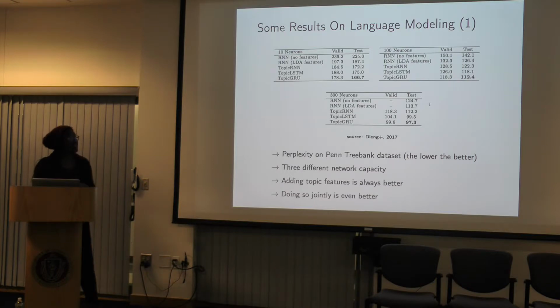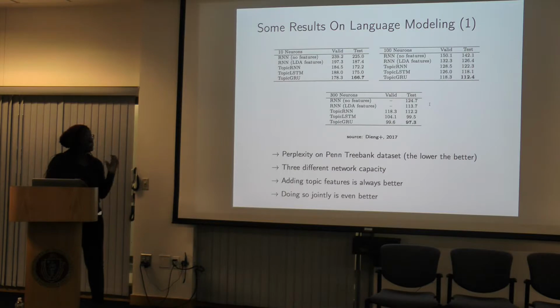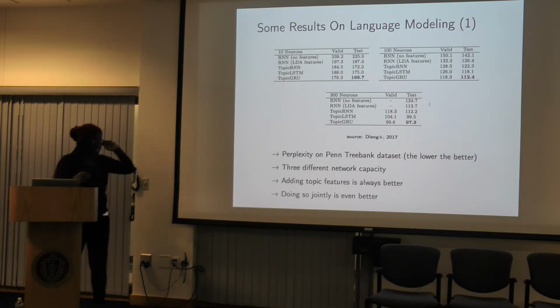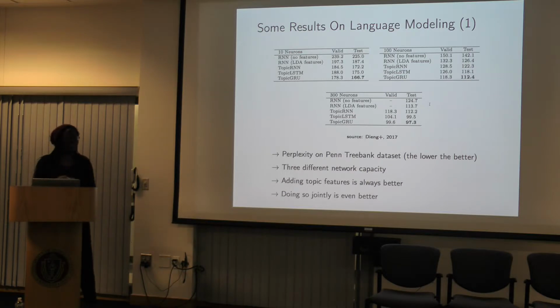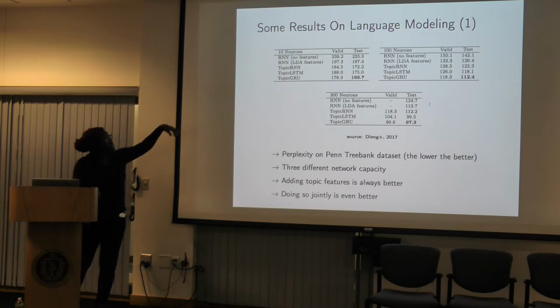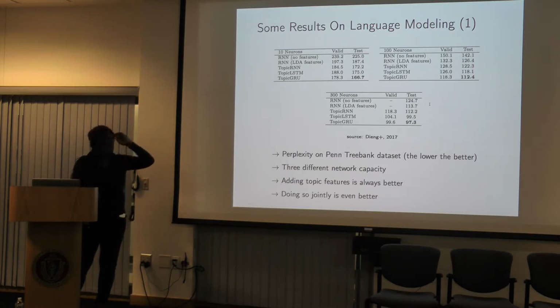So we tested this on next word prediction on the Penn Treebank. What I'm showing here are three tables, each one corresponding to a different network capacity: 10 neurons, so your h vector has dimension 10, 100 neurons, dimension 100, and 300 neurons, dimension 300. The first row corresponds to the result from the plain RNN that doesn't condition on anything. The second row is the baseline from Mikolov, which pre-trains the LDA and then uses that in the RNN. And the three final rows are from the TopicRNN model using different recurrent neural cells. So we use the plain RNN, the LSTM, and the GRU, the three main cells that exist.